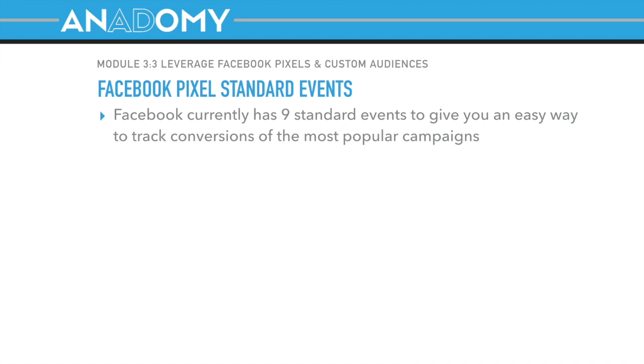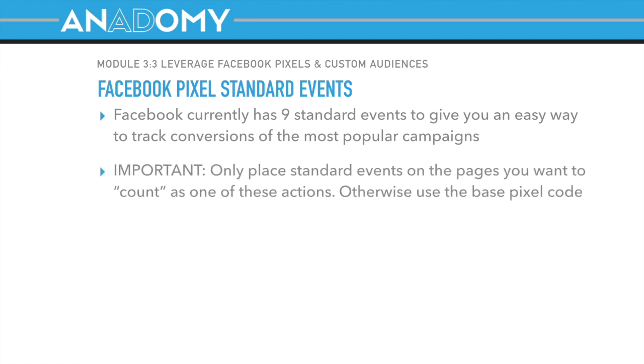Now it's really important to know that you only want to place these standard events on the pages that you want to count as one of your actions. Otherwise, just use your base Facebook pixel code. In just a moment, I'm going to give you an example of how you can show a leads standard event, and I'll be using the 2 basic pages that we looked at earlier, the basic offer page and the thank you page. In that example, we're going to add the standard event leads only to the thank you page. But it's very important to know that you do not want that standard event to appear just on the landing page, otherwise it will count a conversion every single time somebody hits your landing page, and we know they're only converting once they actually arrive on the thank you page.